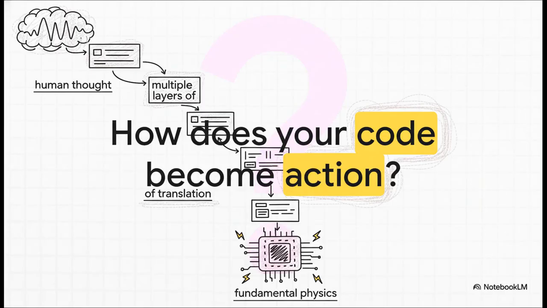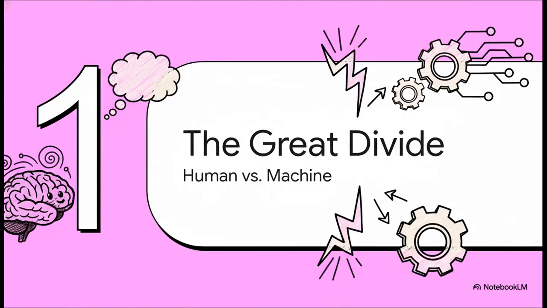So yeah, that's the big question, right? It's this incredible trip that starts in the world of human ideas and travels down through all these different layers of translation, all the way to the raw physical reality of a processor. And to even begin to understand this, we have to start with what I call the Great Divide. There is this huge fundamental communication gap between how we as humans think and how a computer actually works.